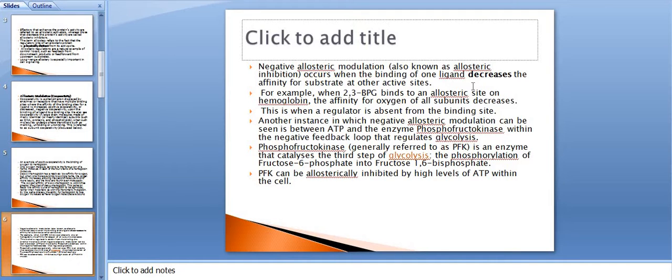This is when a regulator is absent from the binding site.